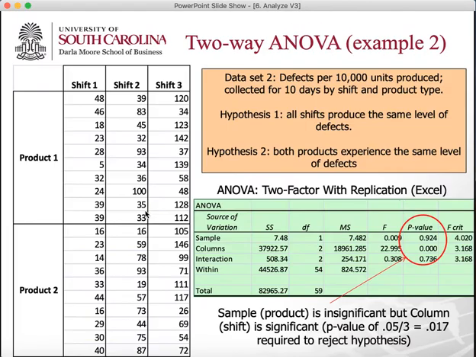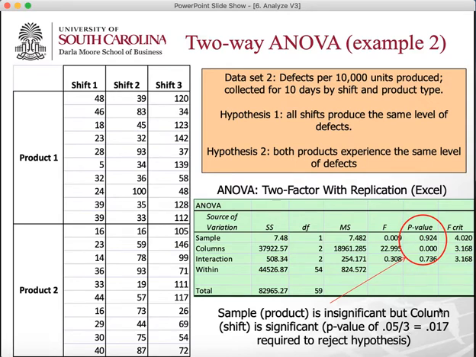Let's take a look at example number 2. So we have the same kind of situation. We have here shifts and we have products. It's the number of defects per 10,000 units, just a different data set, right? We run a two-way ANOVA, and this is what we got as the answer, okay? So what can we say here?